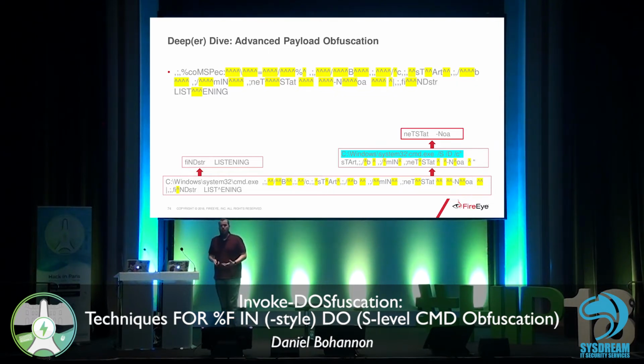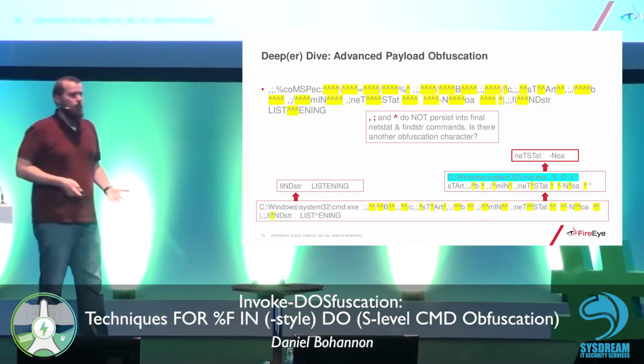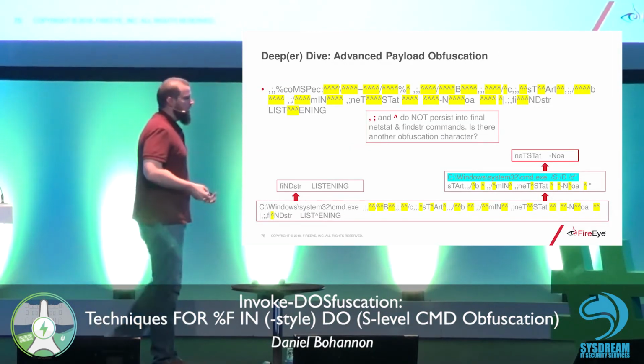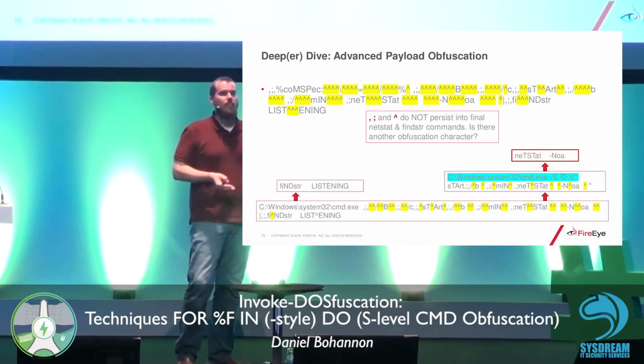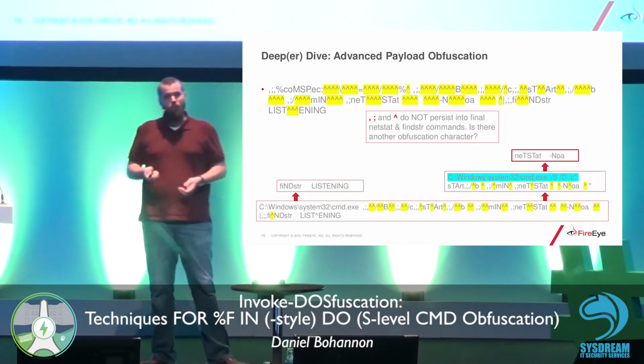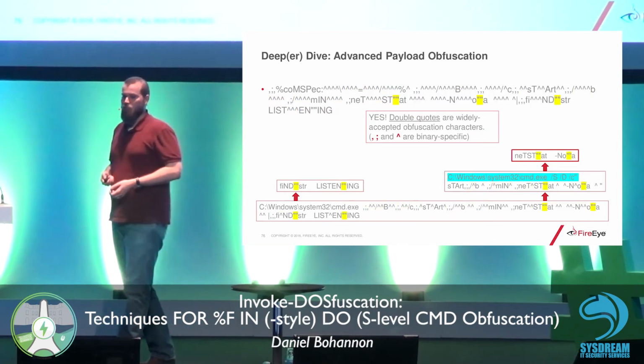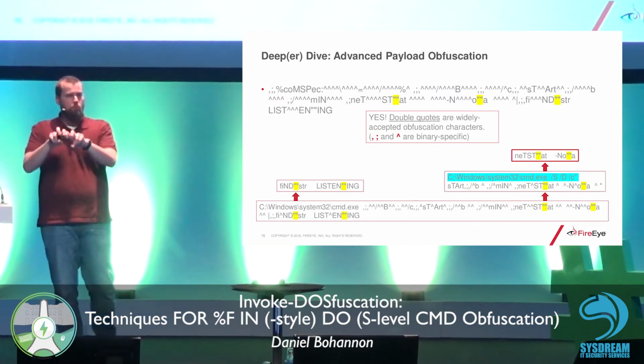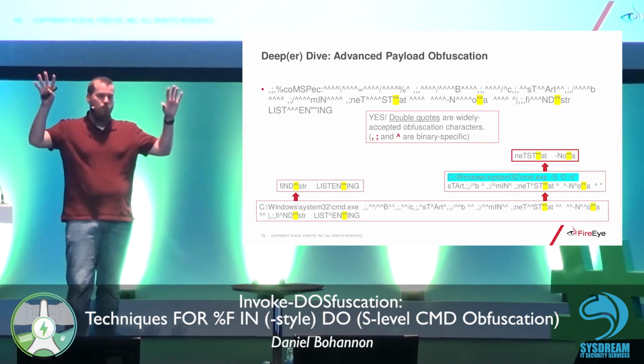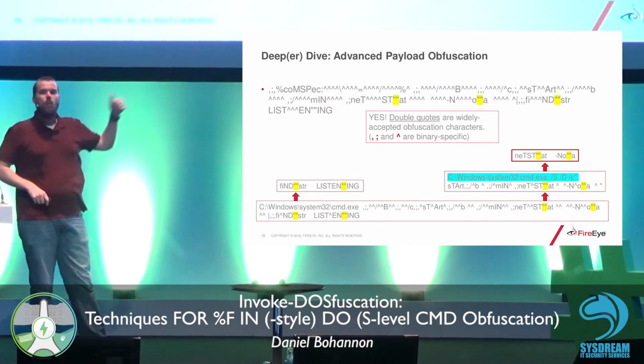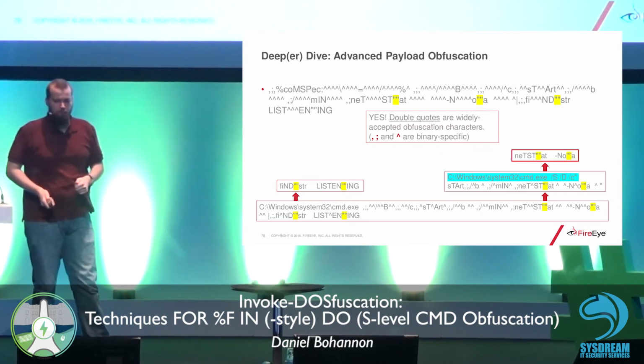But what you'll notice is that our final netstack command doesn't have any of this cool obfuscation in it. It just has the casing and white space. But why did none of the other characters work? Well, the comma and the semicolon and the caret actually aren't compatible with this netstack command. But the one character that is, is the double quote. So now if we put double quote in the original command, it persists all the way through and we get it into our final commands, which is awesome from an evasion perspective.